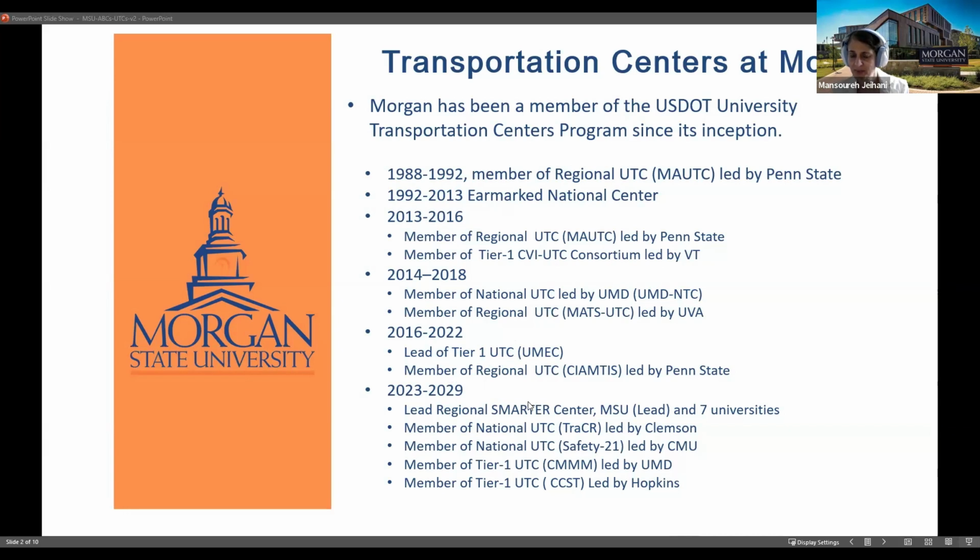And in the current one, in the bill IIJA, we are the lead of SMARTER Center, which is the Region 3 regional UTC. We are working with 7 universities. And also we are part of 2 national UTCs, TRACER led by Clemson, Safety21 led by CMU, and also part of 2 Tier 1 UTCs. One is CMMM, led by University of Maryland, and CCSD led by Hopkins. So as you see, we have been involved with these UTCs a lot from the beginning.